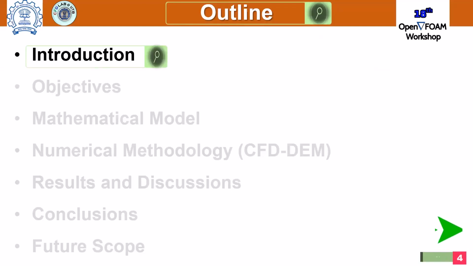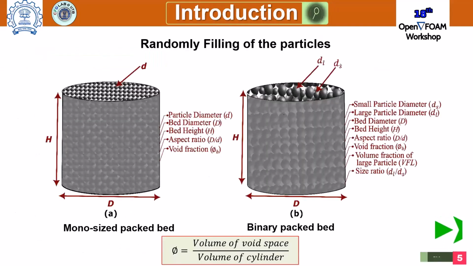First let's begin with the introduction section. Let me talk about what a binary packed bed is. A mono-sized packed bed is filled with one kind of particle. You can see the different parameters on the left side that are related to the mono-sized packed bed. But speaking of the binary packed bed, there are two different kinds of particles filled in a given box or cylinder. There are two important parameters: the volume fraction of large particles and the size ratio. Here I am tuning these two parameters, the VFL and the size ratio, and studying the parametric effect on heat transfer.